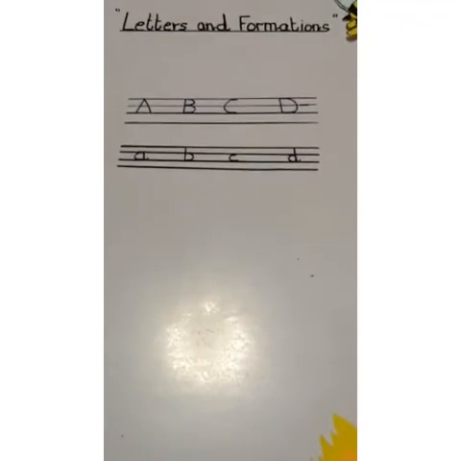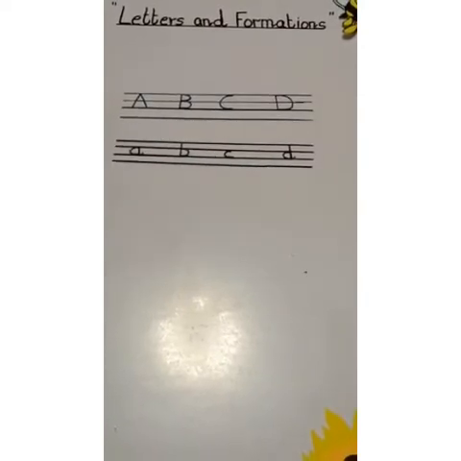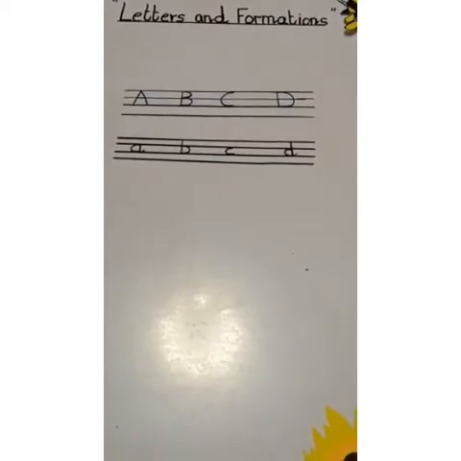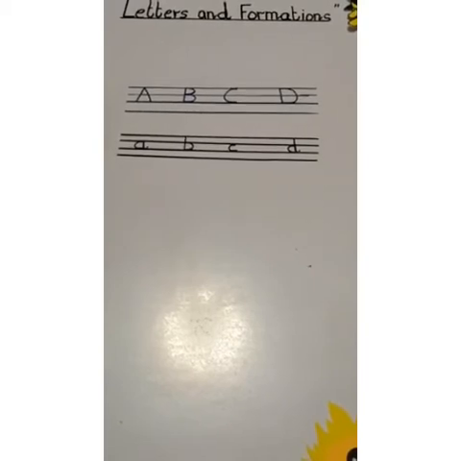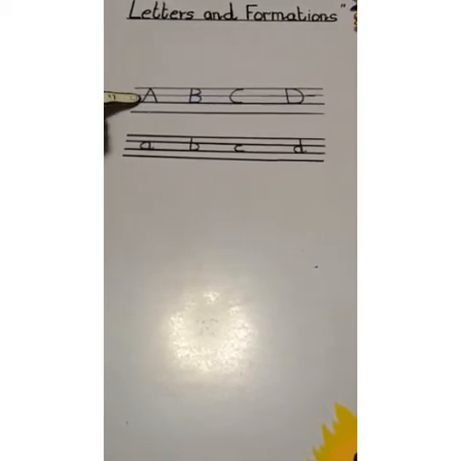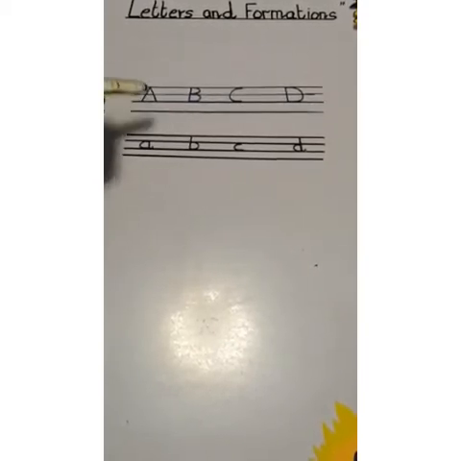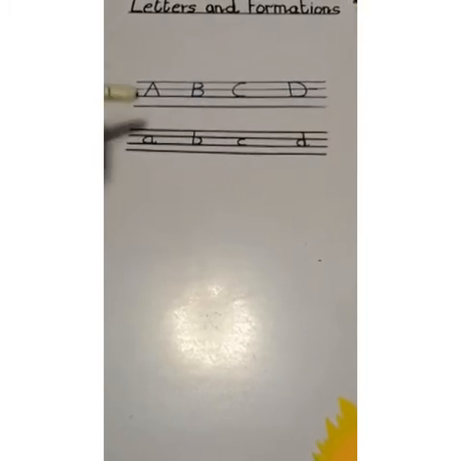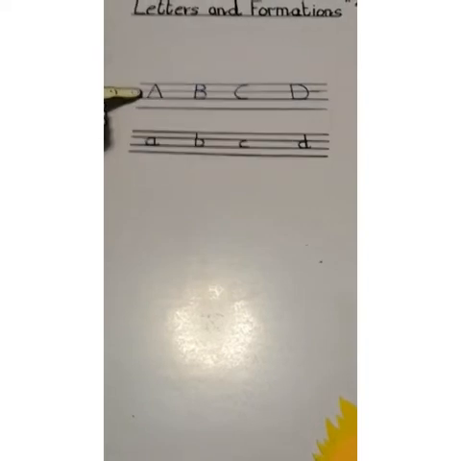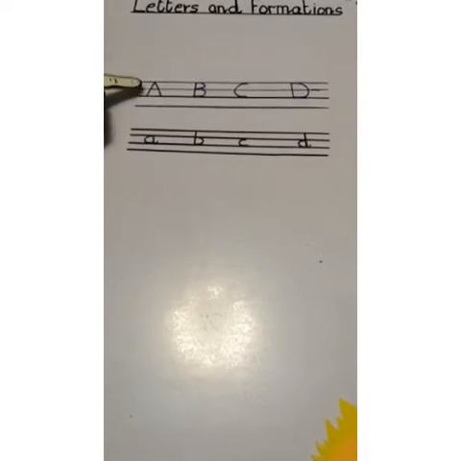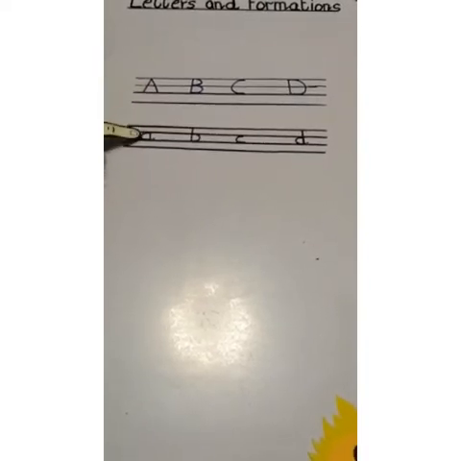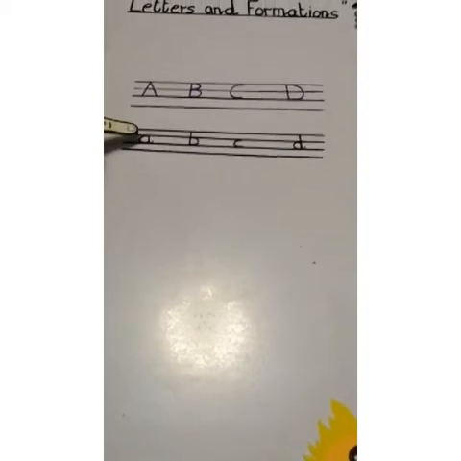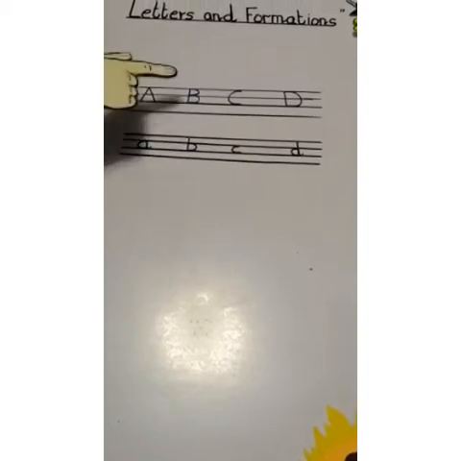Today we are going to learn letters and their formations. There are 26 letters in English. We have capital letters or mama letters and lowercase letters or baby letters. For example, this is a capital A or mama A, and this is a lowercase a or baby A.